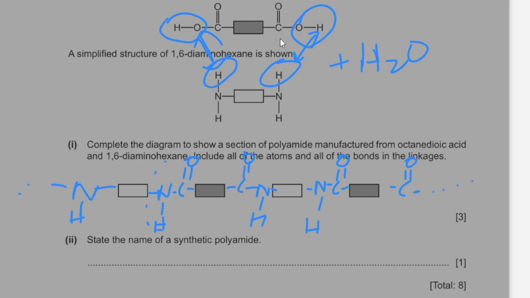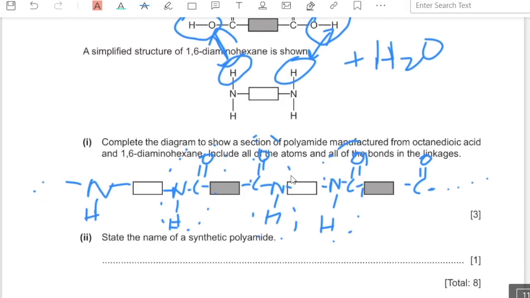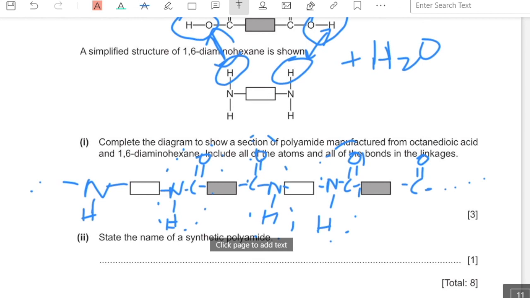So this one over here is the amide link. You don't have to label it, I'm just indicating it. So we have 3 amide linkages. To state the name of a synthetic polyamide, this is nylon.